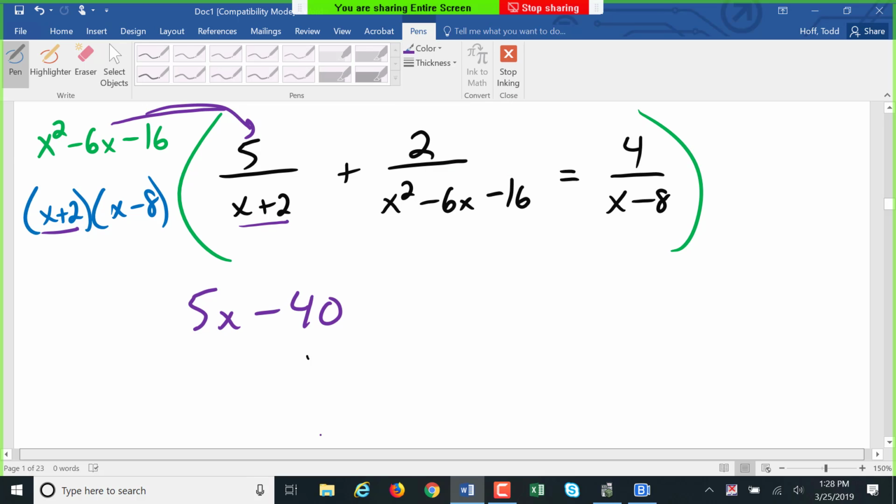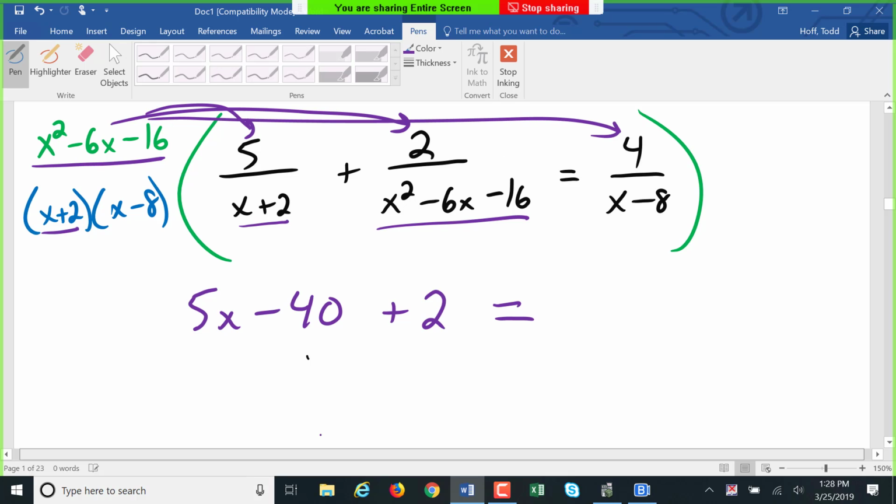We multiply the second piece, the whole thing cancels out. X squared minus 6x minus 16, so we're left with just a positive 2. On the other side, we multiply by the 4 over x minus 8. This time the x minus 8 cancels out, leaving us with just x plus 2 times 4, which is 4x plus 8.